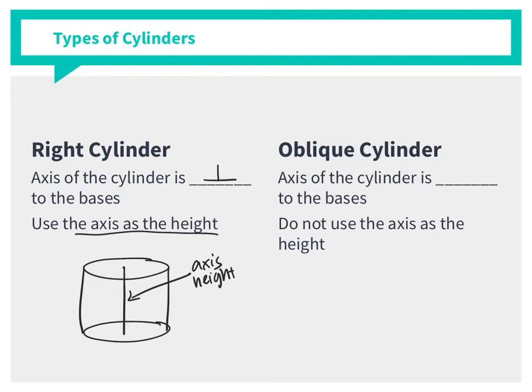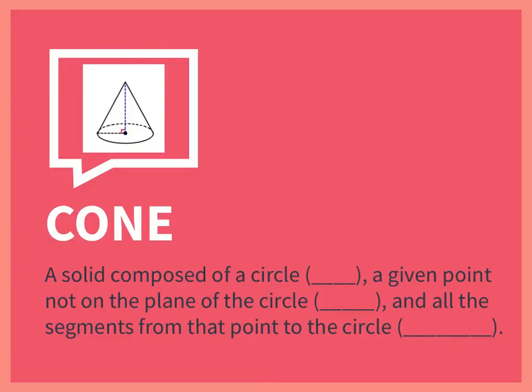In an oblique cylinder, the axis of the cylinder is not perpendicular to the base, so you do not use the axis as the height. So with an oblique cylinder, it looks like this. And the height has to be perpendicular to the base. So you'd be given something like that. Even with looking at it, the axis is not perpendicular now to the base. So you have to make sure that you do not use that in an oblique cylinder for the height.